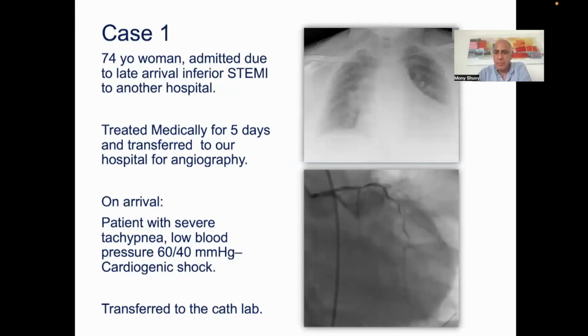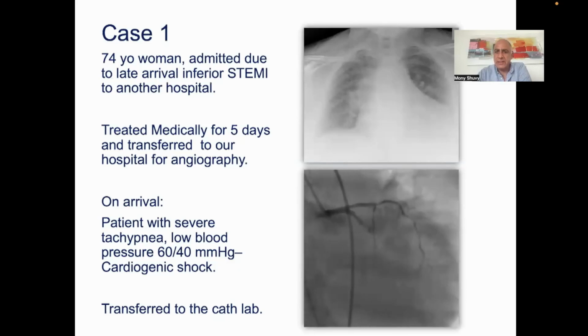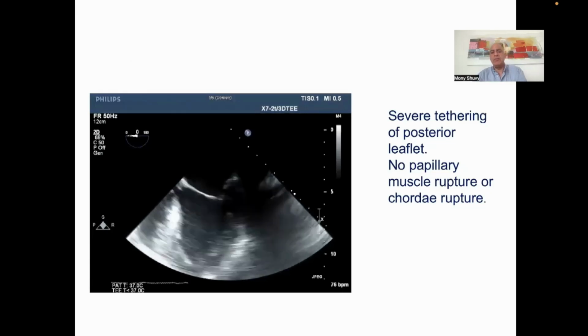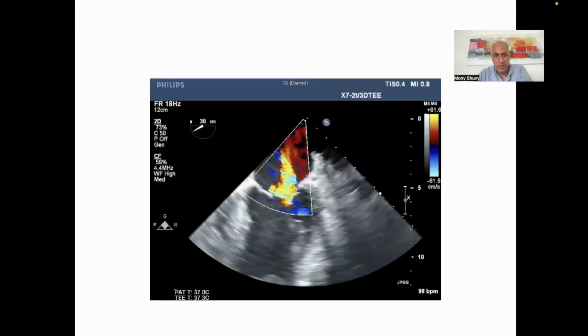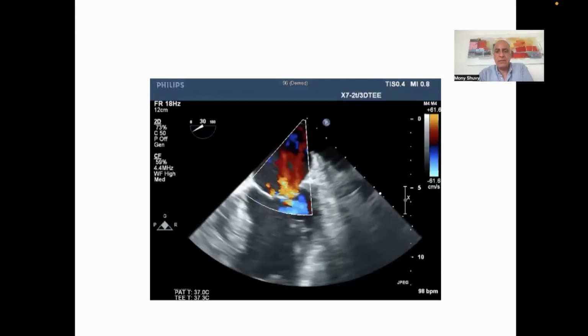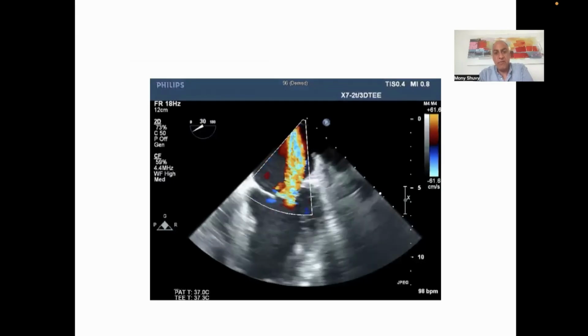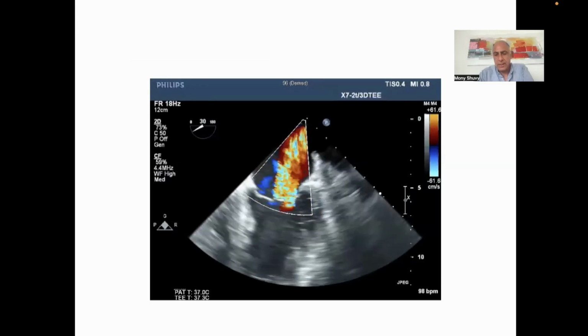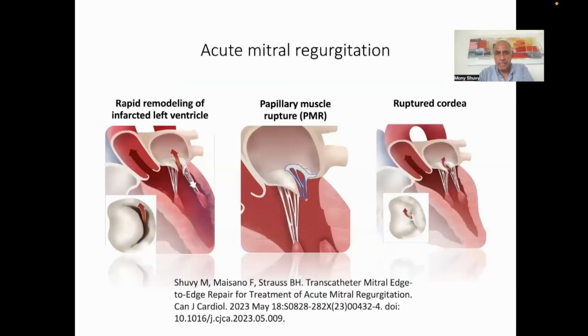She was transferred to the cath lab. We can see here diffuse multi-vessel disease with acute occlusion of the left circumflex artery. On echo that was performed immediately, we can see severe tethering of the leaflets. We can see the tethering of the posterior leaflet, but there is no papillary muscle rupture or chordal rupture. And we can see here the jet of severe mitral regurgitation. In fact, she presented with acute, functional, severe mitral regurgitation due to late arrival inferior ST elevation MI.